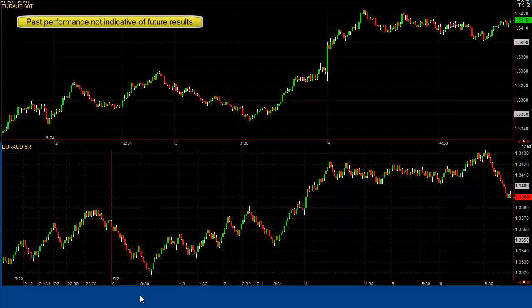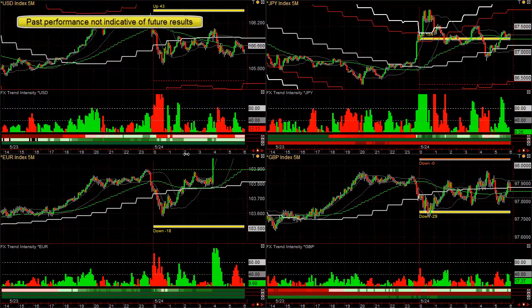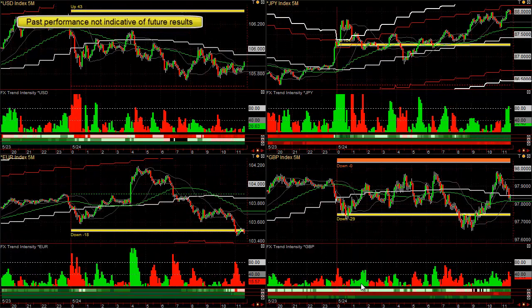But these are some of the ways you can trade once you've identified which currencies are going up and which ones are going down. Let's take a look at just the top 4 pairs that most people trade. Clearly the euro is strong.